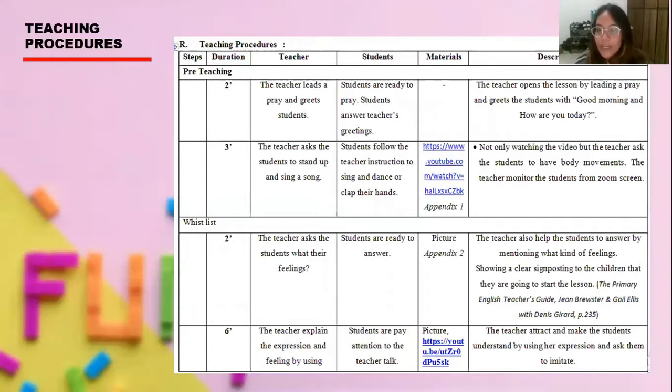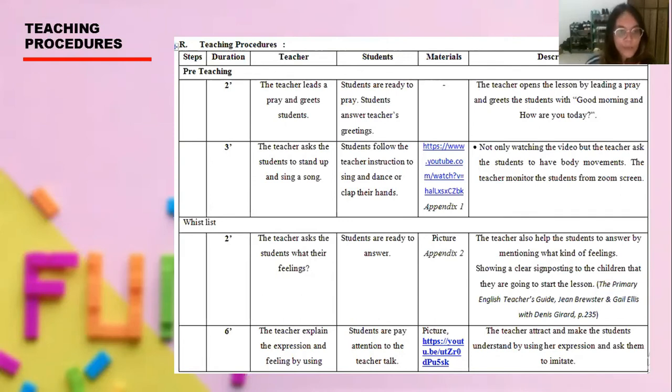And the description, the teacher also helps the students to answer by mentioning what kind of feelings, showing clear signposting to the children that they are going to start to listen. According to Jane Brewster and Gail Ellis with Denise Girard, The Primary English Teacher's Guide.